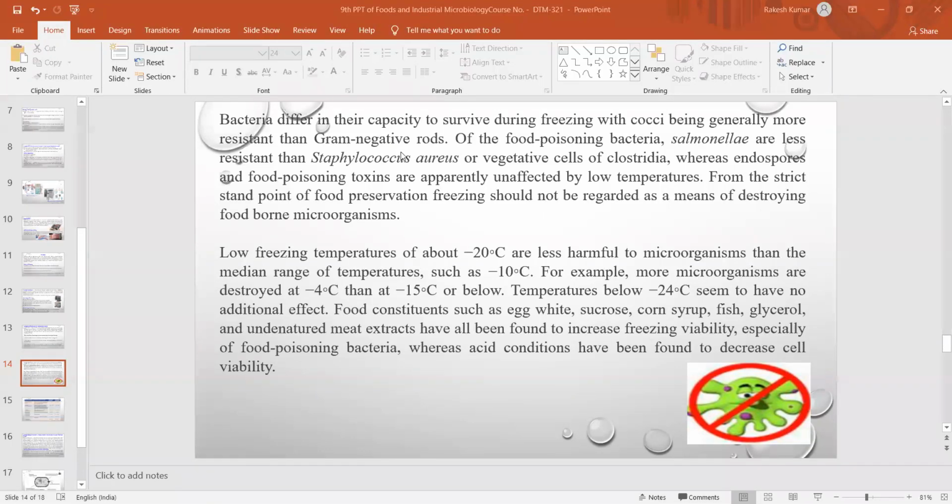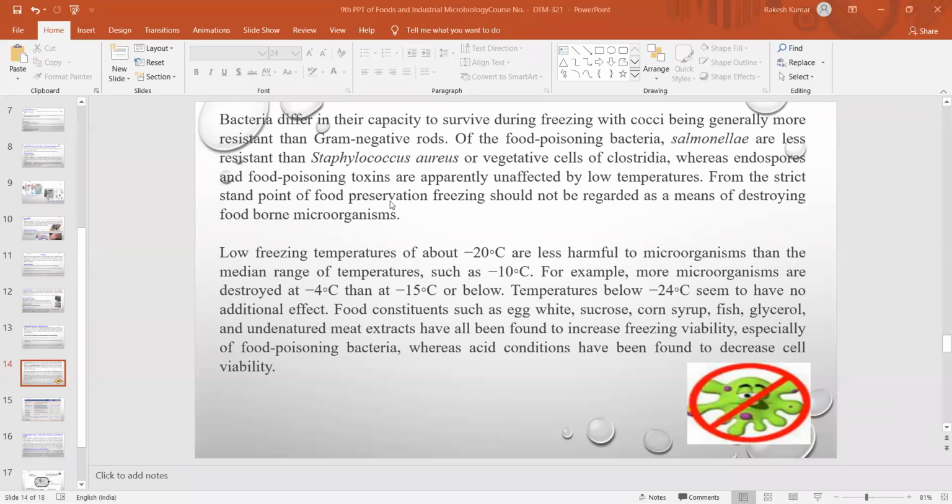Now, bacteria, which are generally found in our different food items, differ in their capacity to survive during freezing, with cocci being generally more resistant than gram-negative rods. Of the food poisoning bacteria, Salmonella are less resistant than Staphylococcus aureus. So you have to remember which one is more resistant and which one can be easily affected by the freezing process. Whereas endospores and food poisoning toxins are apparently unaffected by low temperature. From the strict standpoint of food preservation, freezing should not be regarded as a means of destroying foodborne microorganisms.